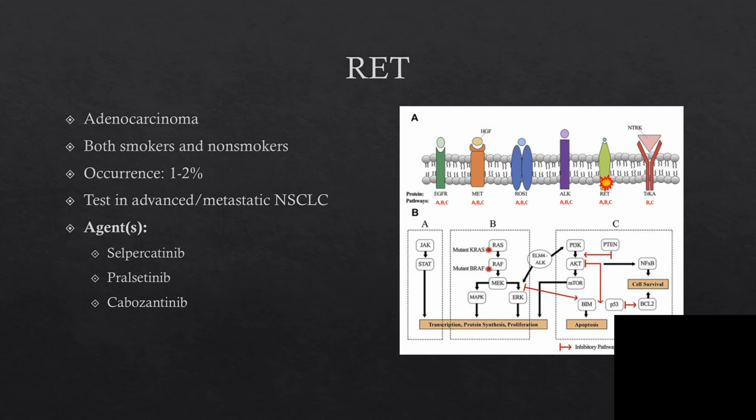And then that brings us to RET. We are thinking adenocarcinoma, and this occurs in smokers and non-smokers. And our occurrence, you can see, is about 1 percent of non-small cell lung cancers. And we want to make sure, again, we're testing for these mutations in advanced or metastatic lung cancer. And then our agents, selpercatinib, pralsetinib, and cabozantinib will typically be used.